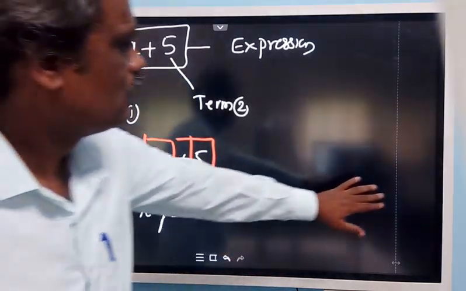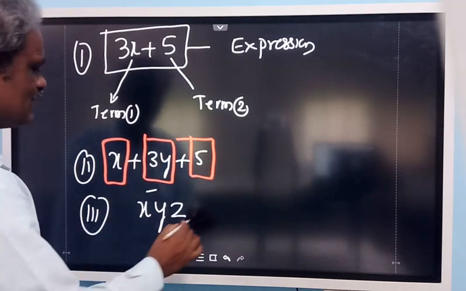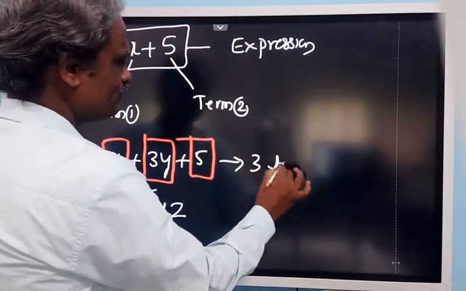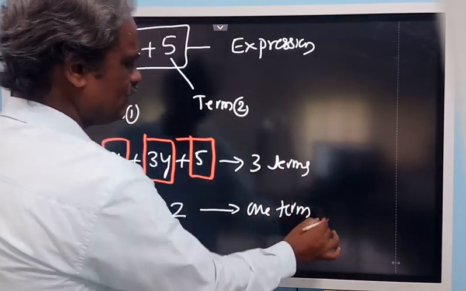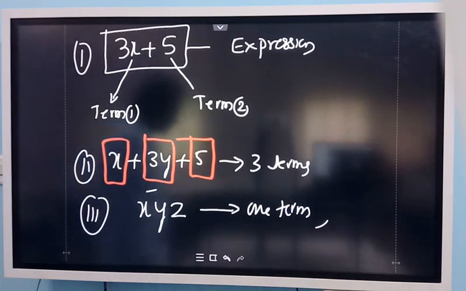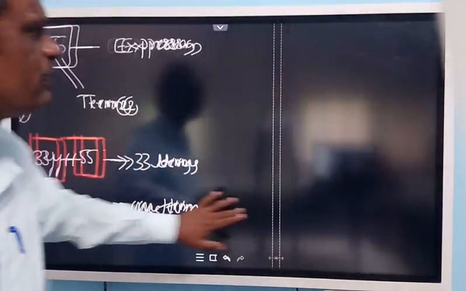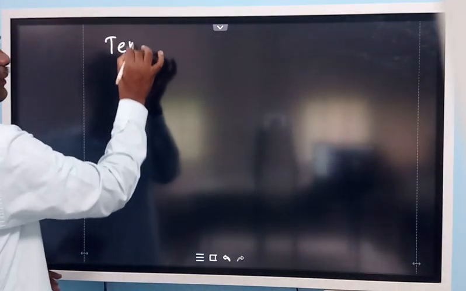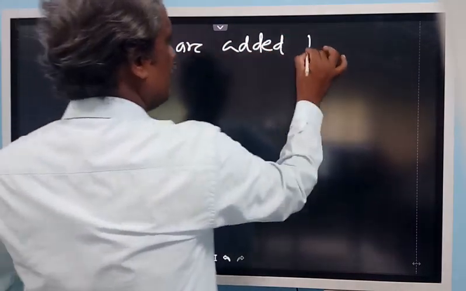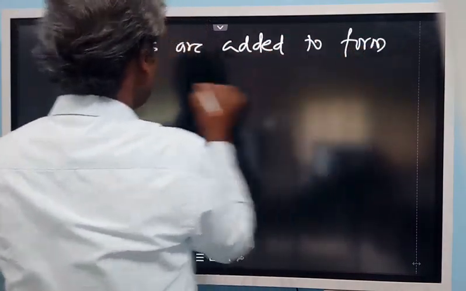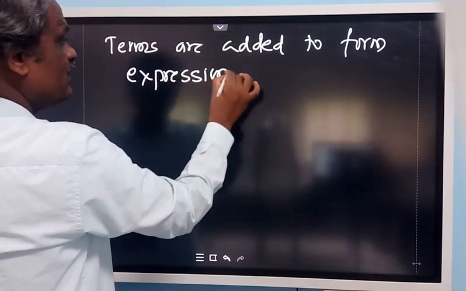So now, these are all terms. We can call them the three terms. This is only one term. This has three terms. This is only one term. This contains only one term. So what can you write? Terms are added to form expressions.